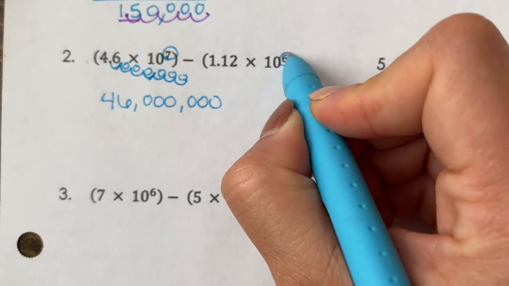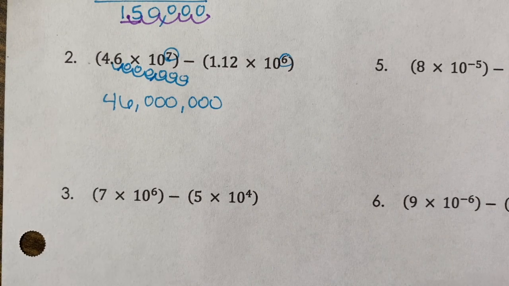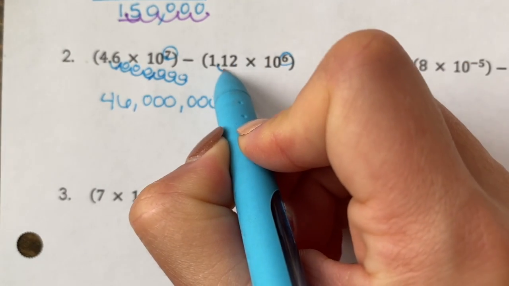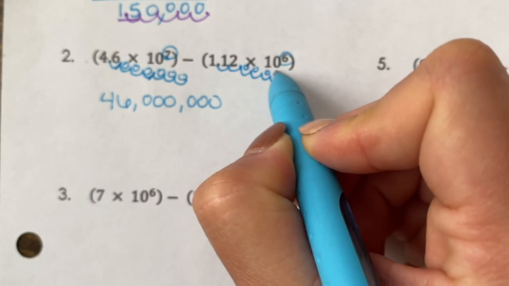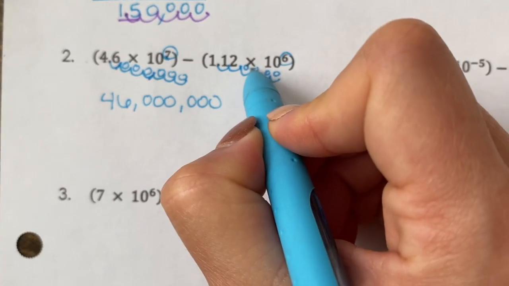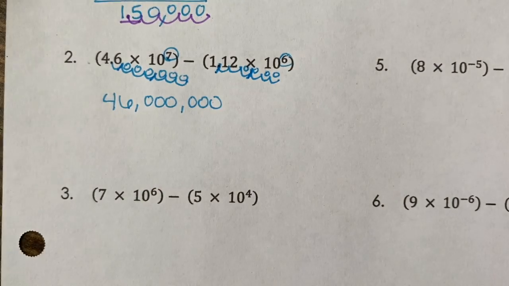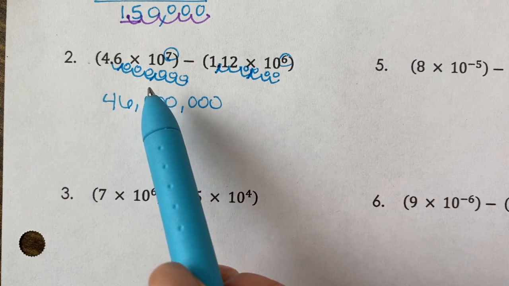Minus a smaller number because your exponent is smaller. So we're going to move 6 to the right. 1, 2, 3, 4, 5, 6. There's only 4 zeros. So this number is 1,120,000.